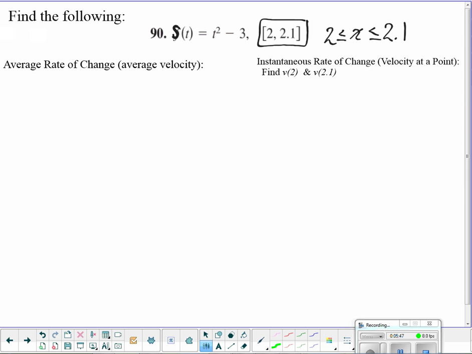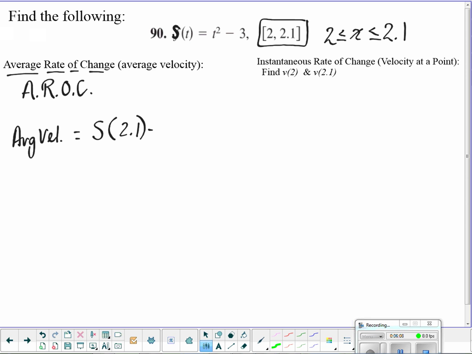Average rate of change, often abbreviated as AROC. It is the average velocity, and we just talked about it on the previous page. In order to calculate the average velocity, we are going to take s of 2.1 minus s of 2 divided by 2.1 minus 2. I'm using my endpoints here to find my position when it finished. Here's its finishing position. Here was its starting position.